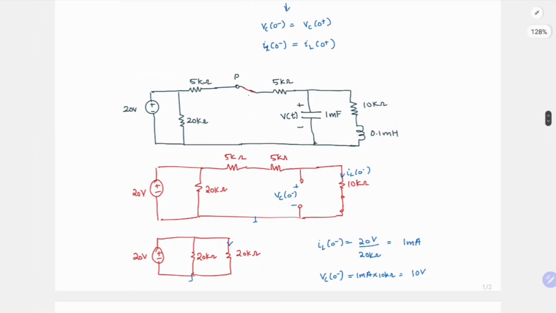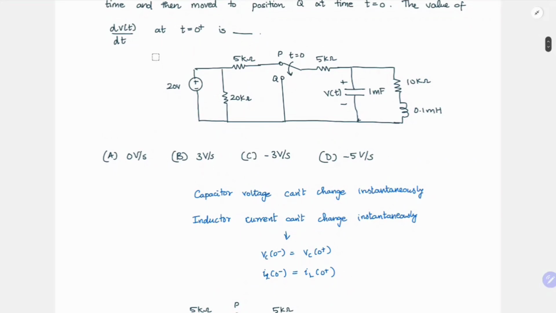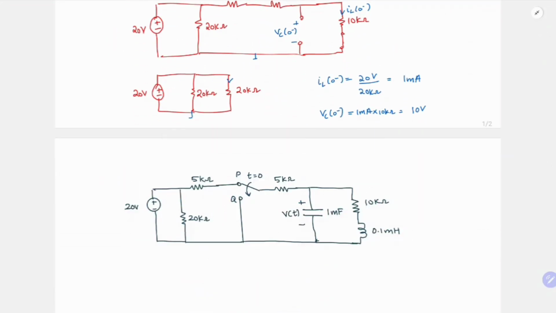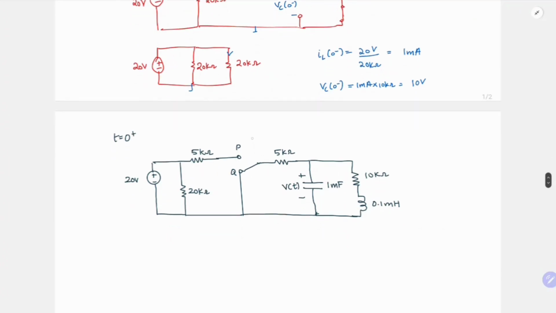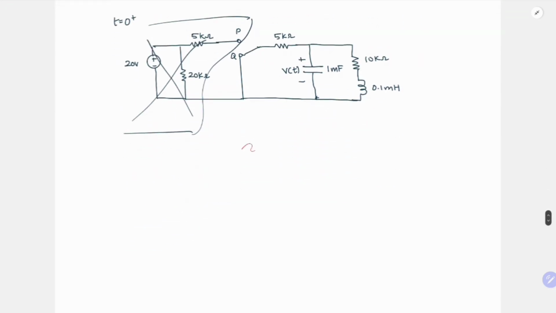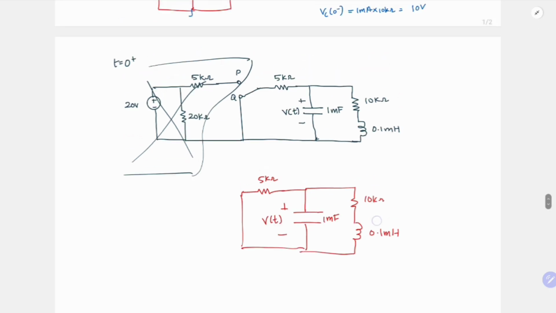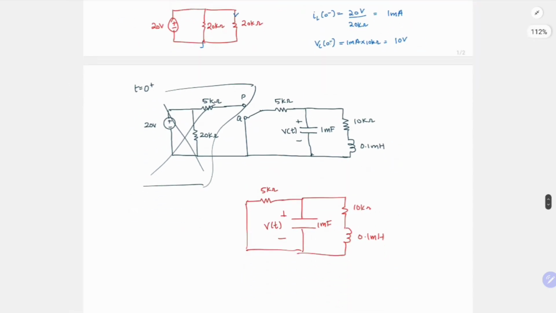Okay, so now let us go for the t equal to 0 plus case. So the switch is actually connected in this position. So this part of the circuit is not required, right? Only this part we are dealing with. So how will you write this? You have 5 kilo ohm. You have plus minus V of t. And you have a resistor and an inductor, 0.1 millihenry, 10 kilo ohm. And this 1 millifarad. So now we know Vc of 0 plus is the same as Vc of 0 minus.